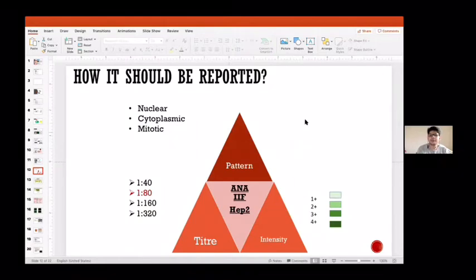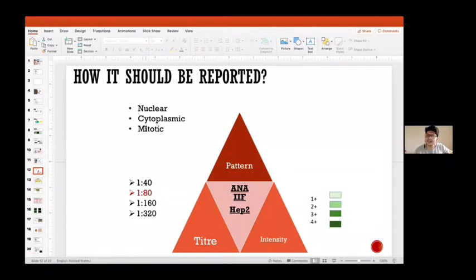Now the important point comes: how it should be reported. There are three things we keep focusing on. First is called pattern. Is it nuclear? It's a nucleus part. Or cytoplasmic, meaning the antigens are present in the cytoplasm. And third is mitotic. Mitotic means it is targeting only the dividing cell, because DNA and all are in the best configuration when the cell is dividing. So sometimes it might be targeting this part called mitotic.